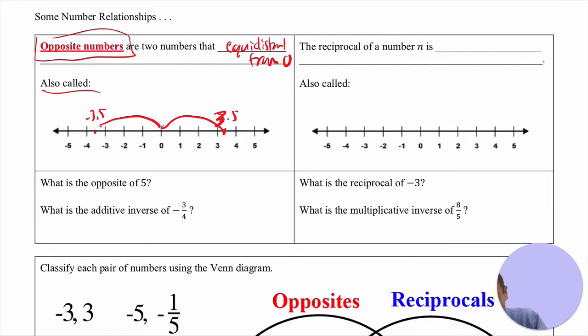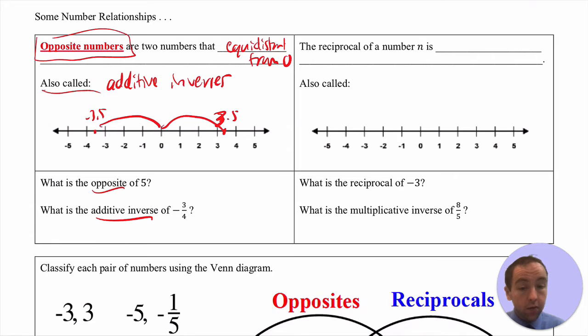Now we also call opposite numbers additive inverses. And when you think about the inverse property of addition, it's just adding two opposite numbers and then it'll equal 0. So asking for the opposite of 5 or asking for the additive inverse of -3/4 really are the same questions because opposite and additive inverse are the same thing, right? So clearly those are going to be the opposites of those particular numbers.